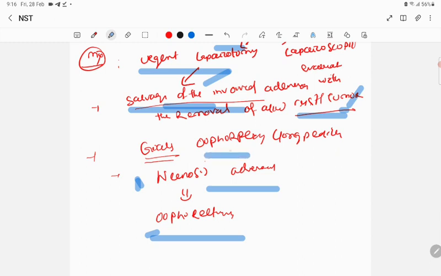After salvage therapy, if it is a long pedicle, the goal is to do oophoropexy.